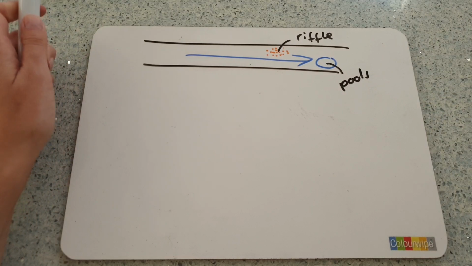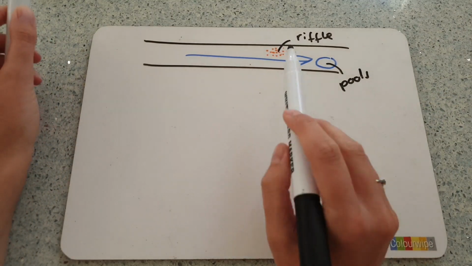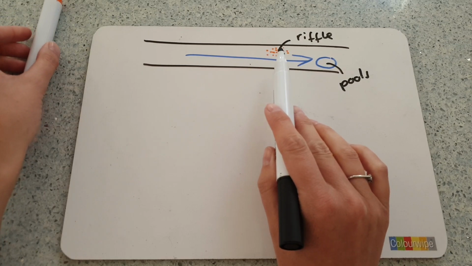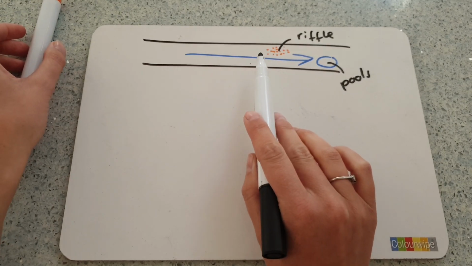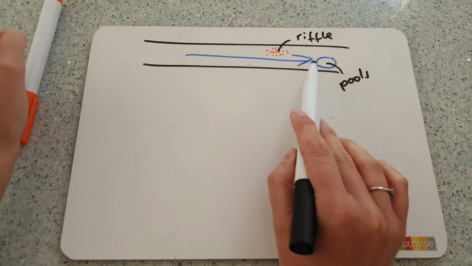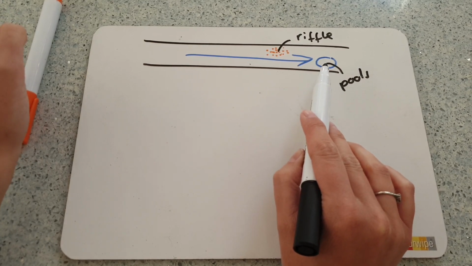What tends to happen with the river is it will avoid the riffles, because they slow it down. It's going to cause friction between the pebbles and the water and slow the water down. So if it can, it will avoid the riffles and try to go to the pool areas, which are much deeper. It's easier for it to flow.